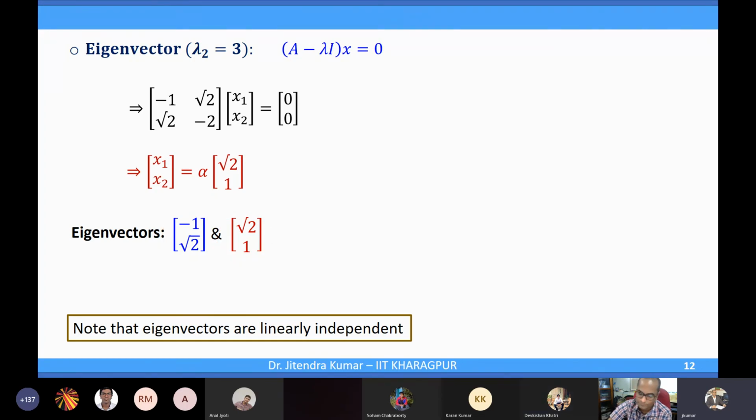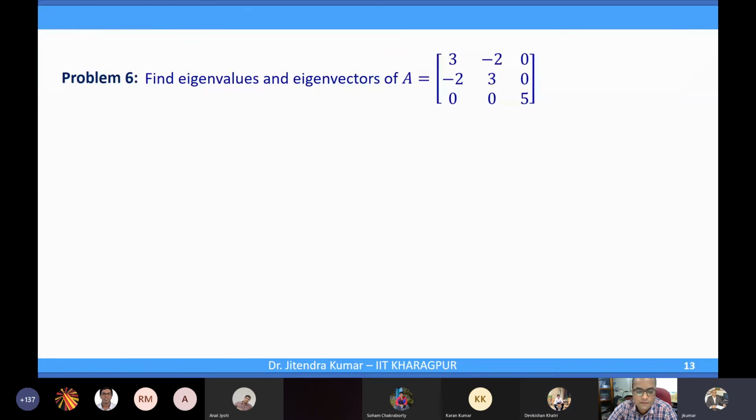Fine. Just an observation here. Later on, we will have a formal proof on this. Okay, find eigenvalues and eigenvectors. Just practice one more problem here itself.